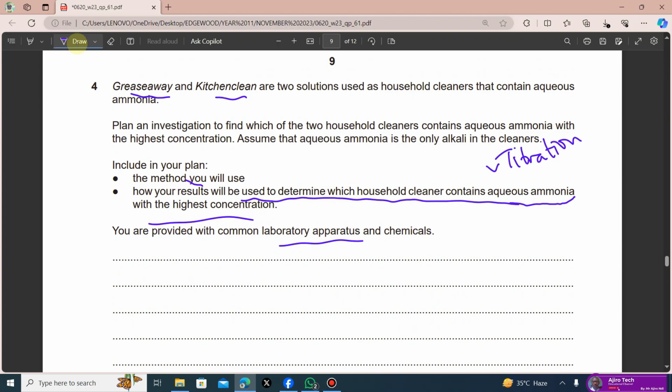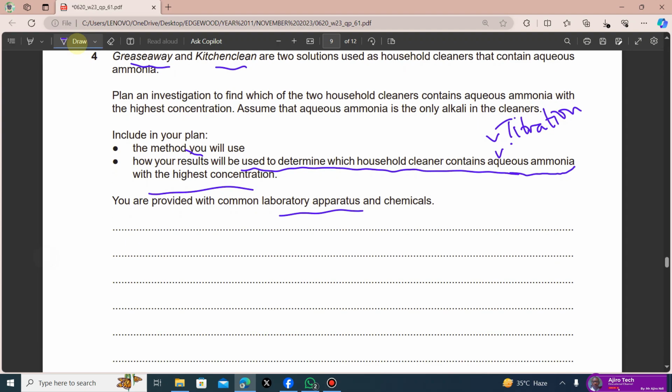Laboratory apparatus also needs to be mentioned. So of course, the apparatus you need: the burette, the pipette, the volumetric flask to measure volume. You also need, of course, the indicator. Every apparatus that fits into titration should be mentioned to also get you some marks.